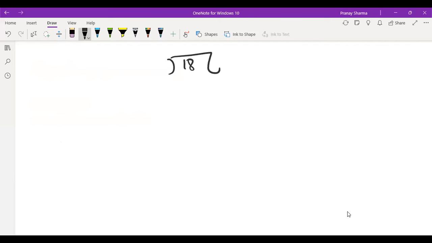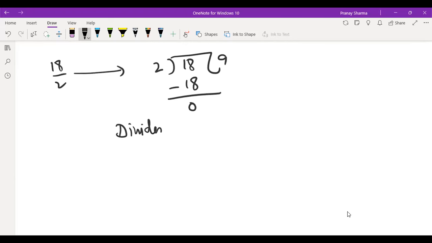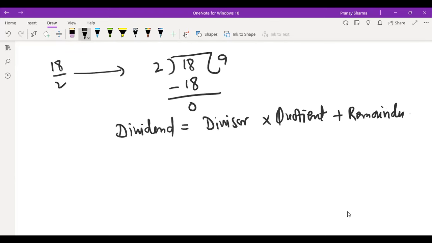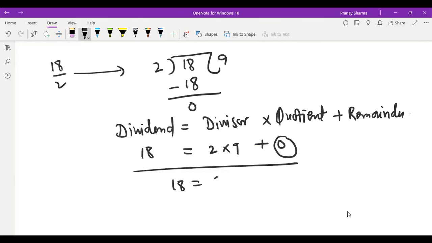Now, if I'll be dividing 18 by 2, 18 by 2 can be written like this. We know that 9 times we got, right? And the remainder comes out to be 0. Now, if I wish to express this in this format, dividend equals divisor into quotient plus remainder. Then dividend is 18, divisor is 2, quotient is 9, and remainder comes out to be 0, right?